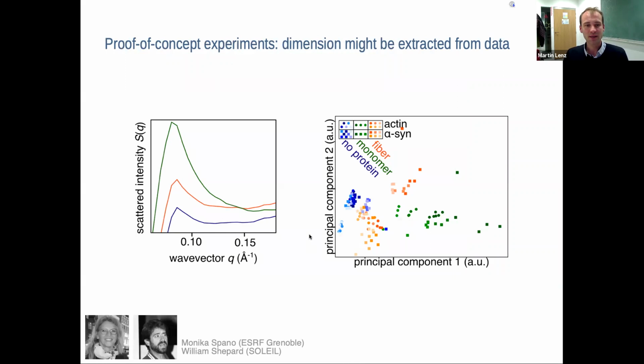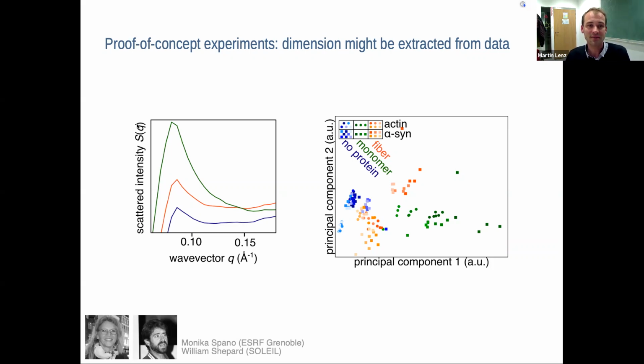And so what we did with our collaborators, just as a proof of principle, was to run proteins that we knew formed fibers. In this case, actin and alpha-synuclein. It's not that they have anything to do with the mechanism that I'm discussing today, but they're just well-controlled examples of fibers or no fiber, depending on what conditions you put them in.